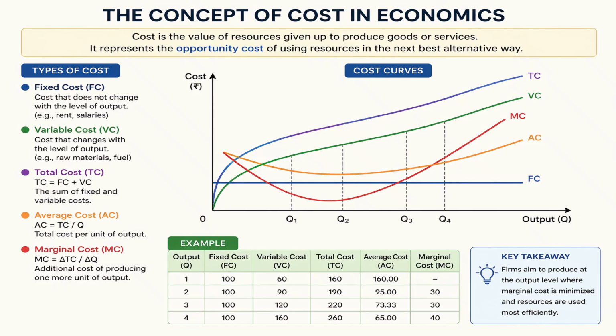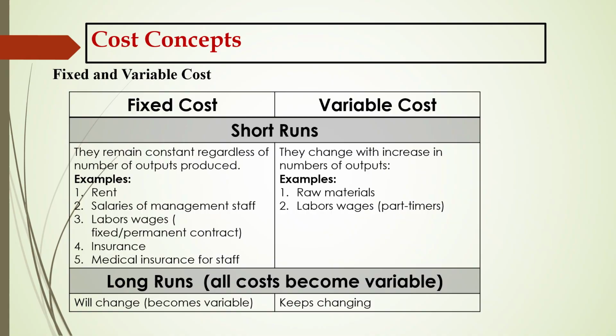Okay, so here you can see there is a table showing the output, fixed cost, variable cost, total cost, average cost, and marginal cost. The same thing is depicted on a graph. So you can see the different types of curves. We have the fixed cost curve, variable cost curve, total cost curve, marginal cost curve, and average cost curve. We are going to understand each one in detail. So let's move on to the first type of cost.